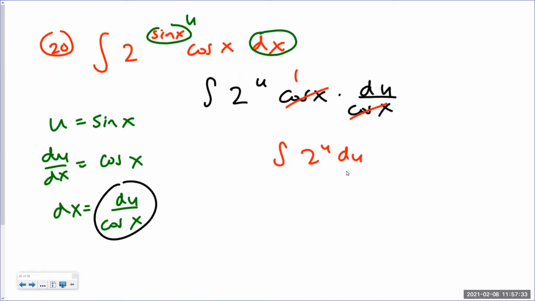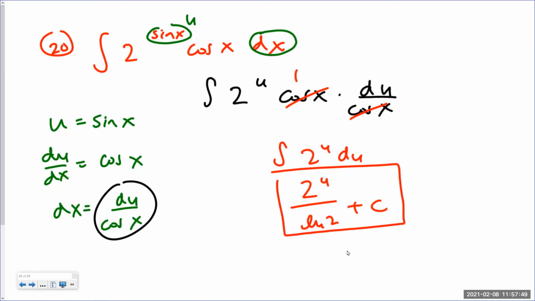So I have 2 to the u du. Is this an easy antiderivative or something on my formula sheet? It is on my formula sheet. What is the integral of a to the u? a to the u divided by ln of a, plus c. Here that's 2 to the u divided by ln of 2 plus c, and bam, that is a great answer. It is the wrong answer. I need to go back in and substitute my u, and I'll have the right answer.